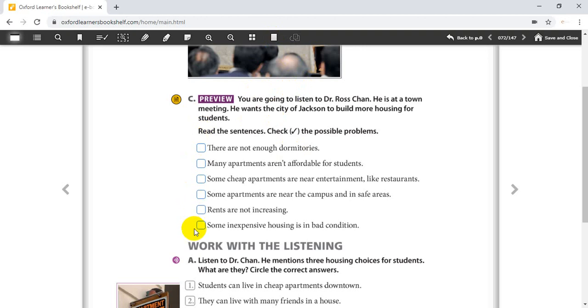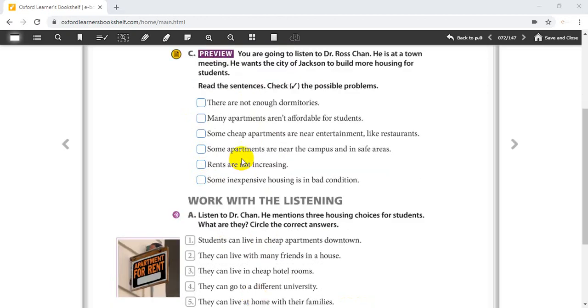Okay, so you're going to just read and make a guess about what the problems are because of which Dr. Ross Chan wants the town to build student housing. What do you think? What problems do they have? So just make a guess in 2 minutes. All right, let's see. Well, number one, there are not enough dormitories. Do you think it is a problem? Yes, it is, because that's why they want to build housing for students, because there are not enough dormitories.